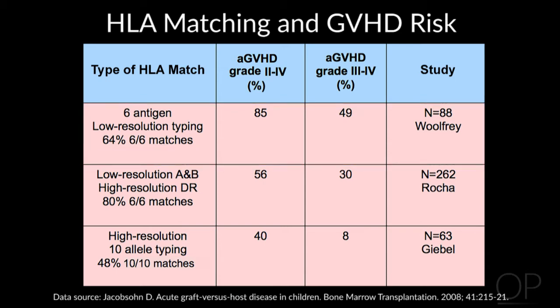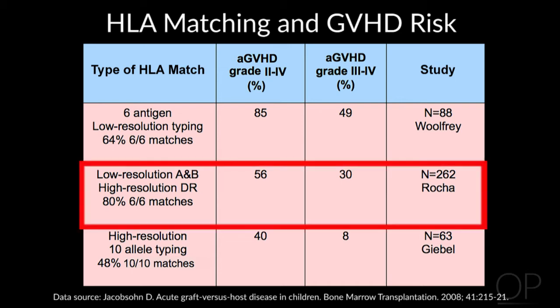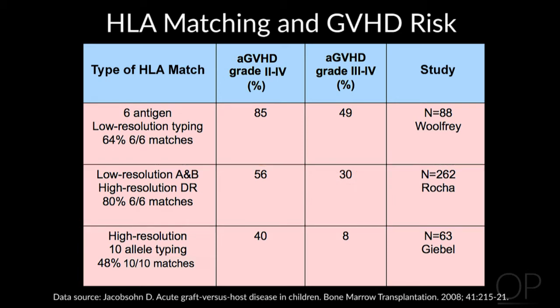What we then developed was high-resolution typing, which is done at a PCR-based allelic level. When that typing is done, we have a better picture of the HLA typing, and we see that in the study by Dr. Roca, that when low resolution typing is done on A and B, so matching at 4 out of 6, and high resolution or allelic level PCR typing at DR, he found 80% of the donors used had a 6 out of 6 match, and you see 56% of all GVHD and 30% of the higher grades, so indicating that better matching results in less graft-versus-host disease.